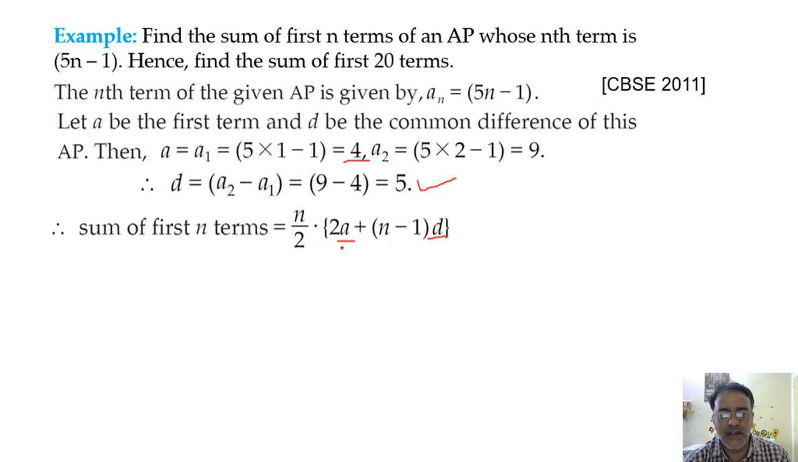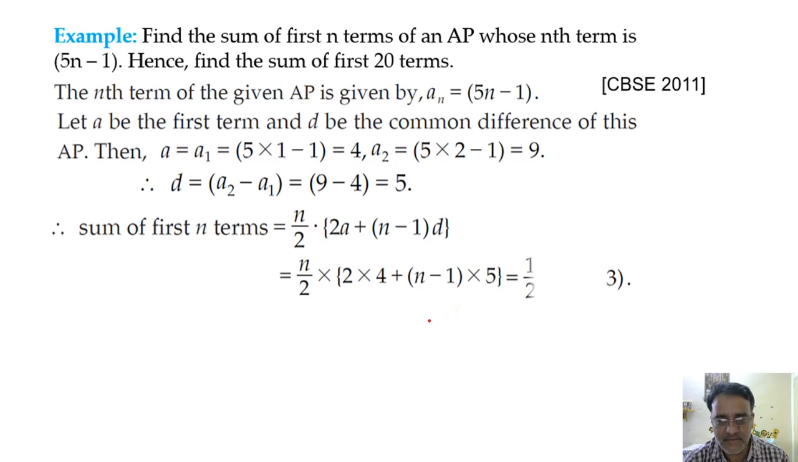So 2 into 4, that becomes 8. Look carefully, 8 plus n minus 1 into d. d is 5. Okay, clear? Now if you open the bracket and simplify, you will get half into n, 5n plus 3. Any doubt in this one? No, sir. Okay.